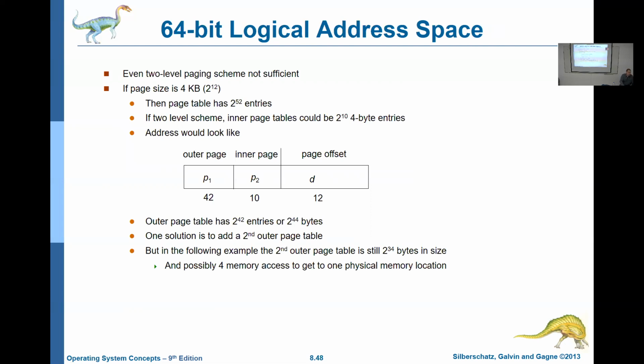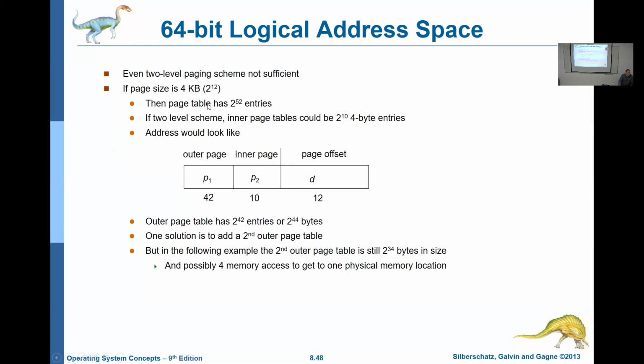Now, let's imagine another example. This is just so you guys see how to do all of this work. Leora said, well, even a 2-level paging scheme can be not sufficient. And she's right. If a page size is 4 kilobytes, so now we're changing our example, we have a 4 kilobyte page. So how big is our offset? Well, before it was 1 kilobyte, it was 2 to the 10th. So now it's going to be 2 to the 12th. So it's 12 bits.